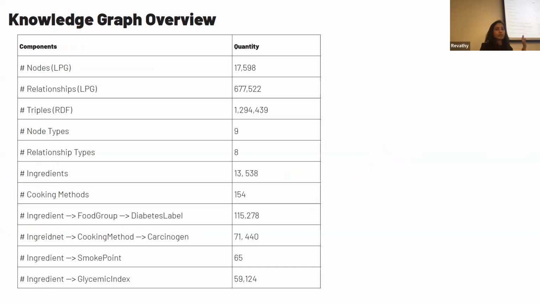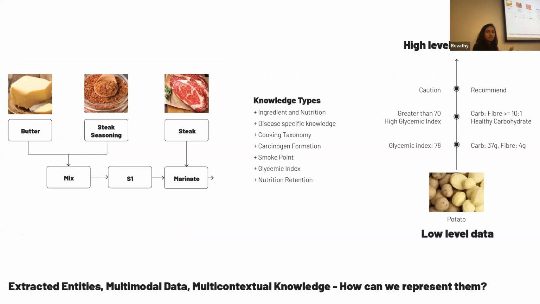So this is a graph overview. When constructed in label property graph format, we have 17,000 ingredients and 677,000 relationships. When we put it in RDF format, it has about 1.2 million triples, just to give an idea. So we have extracted the ingredients, gathered several knowledge sources, and elevated the low-level data to high-level knowledge. How can we represent all of them together? That's why I came up with a representation called the Dynamic Multimodal Process Knowledge Graph for recipes.